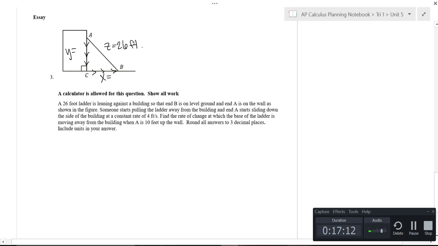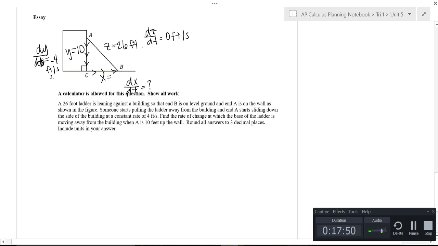So if A is 10 feet up the wall, that means Y is 10. Because it is moving down, sliding down the building, I'm going to come over here and say dy over dt equals negative 4. We don't know, we want to know what dx over dt. Whoops, I said dx. And I know that that ladder is never going to change, right? My ladder is not compressing, getting smaller or larger. So I'm going to say that this is going to be 0 feet per second.